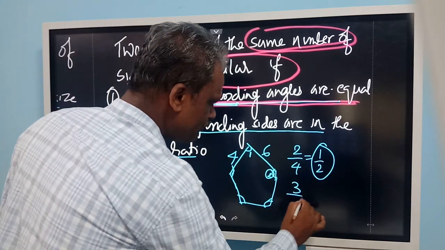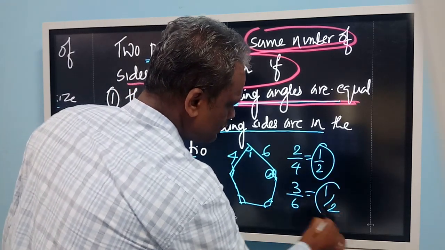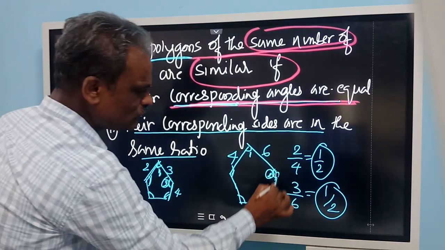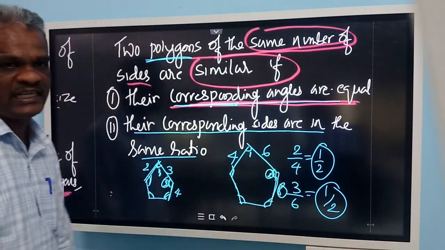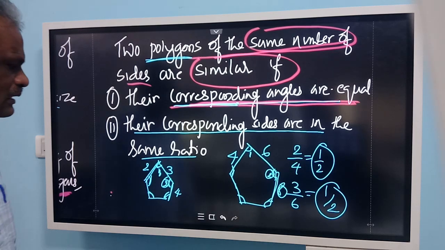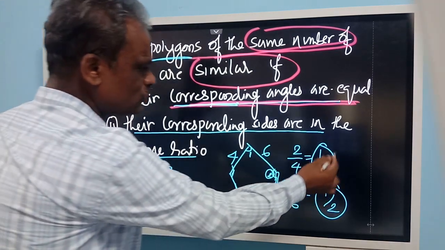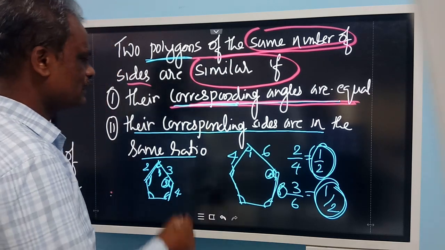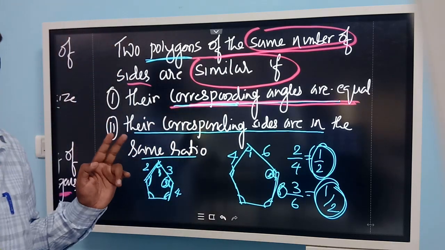So 3 by 6 will give you 1 by 2. Suppose if I take this one 4 centimeter, naturally it should be 8 centimeter. 4 by 8 gives you 1 by 2 only. So the corresponding side ratio should be the same. You should get always 1 by 2. Okay, so two conditions keep in your mind.